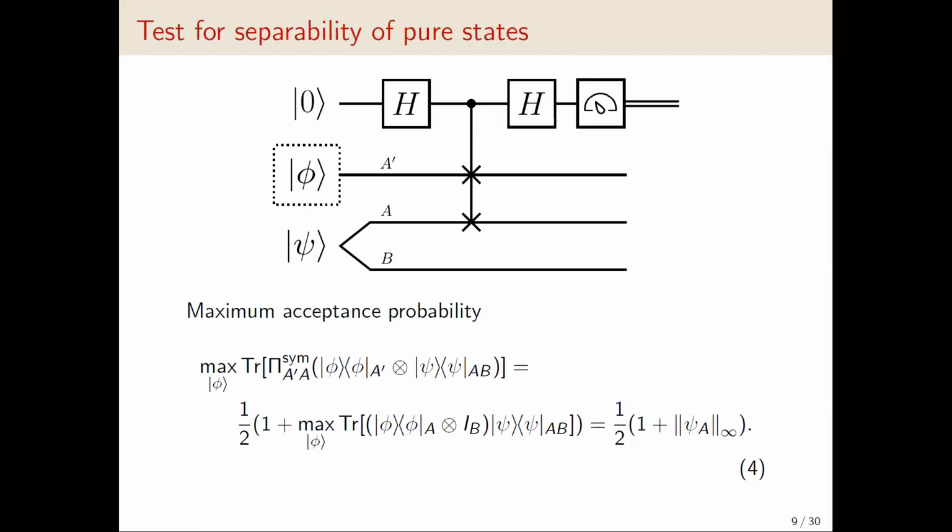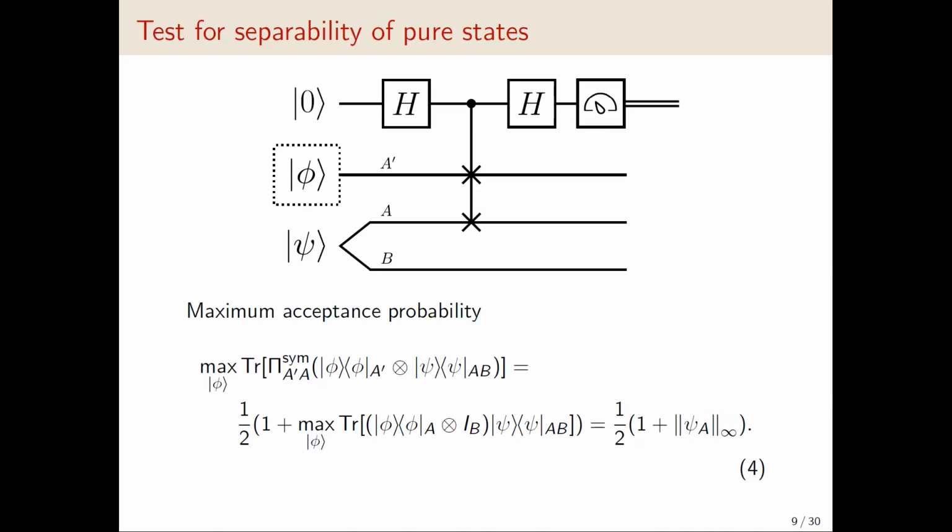And so as you can see, if the state of interest is not a product pure state, then the infinity norm will not be 1, and the maximum acceptance probability will not be 1. But if it is product, then the infinity norm will be 1, and then the maximum acceptance probability will be 1. So then the prover can always accept. The verifier will always accept, or at least has a high probability. And so now we have a test for the separability of pure states.